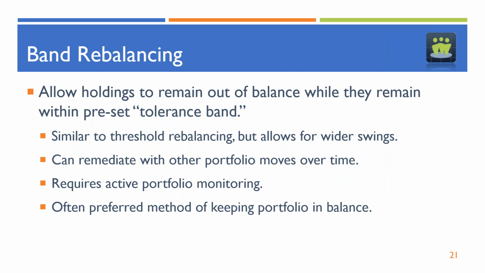This is probably one of the more preferred methods these days that professionals use to keep a portfolio in balance, where you don't jump at the first sign of overweighting or underweighting according to your target percentages. You watch it, and once things start to get out of hand, then you take action. And that's known as band rebalancing. And again, what that tolerance band is that you set, you get to determine on your own, how many percentage points you will allow things to get out of hand.